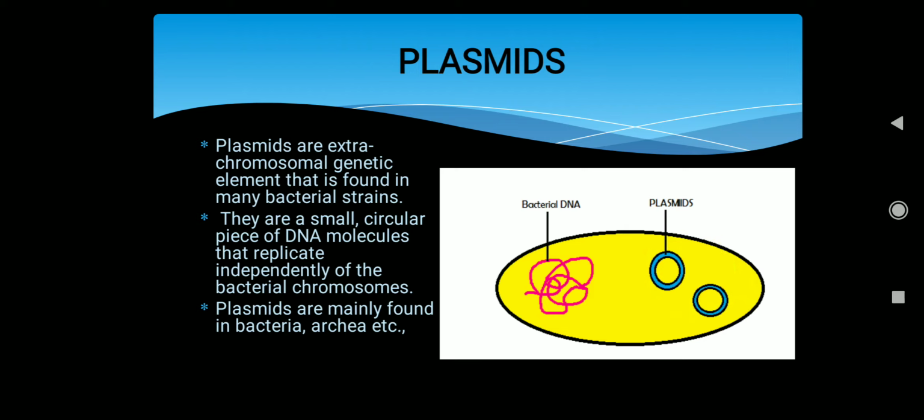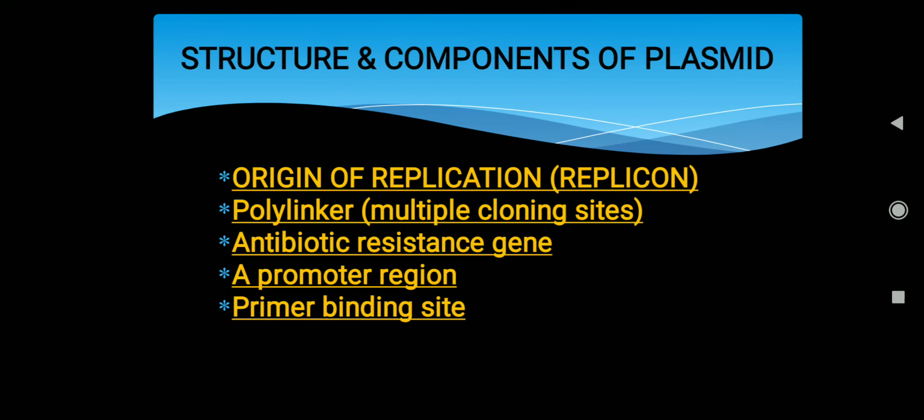Plasmids are usually very small, they are circular, and they can replicate independently of the bacterial chromosomal DNA. So, plasmids are circular in nature and they can replicate on their own. The replication is not dependent on the bacterial chromosomal DNA. Plasmids are usually found in bacteria and certain archaeal species.